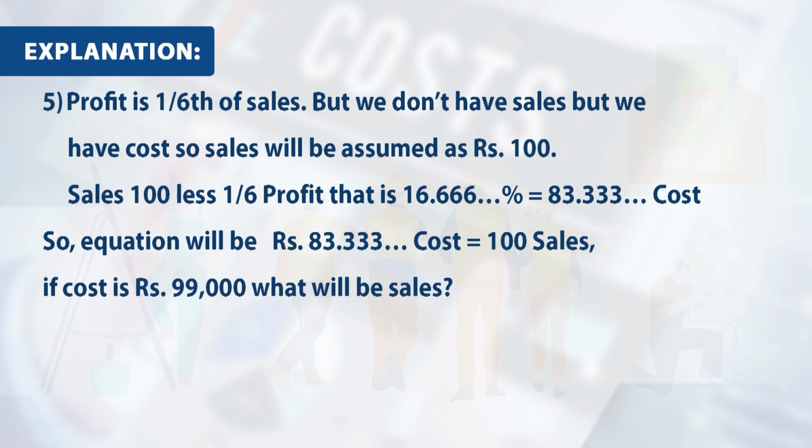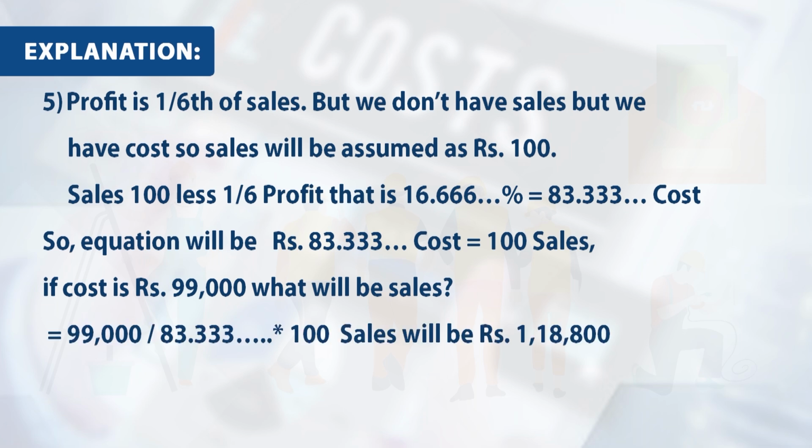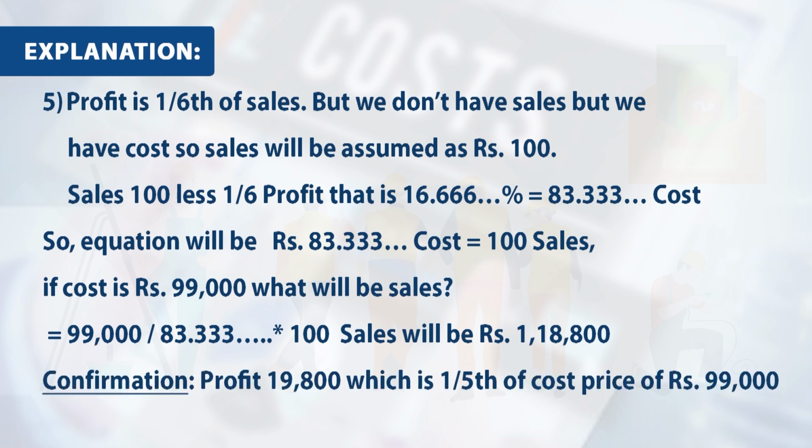If our cost is rupees 99,000, what will be the sales? Then the equation comes to 99,000 divided by 83.333 into 100, so sales will be rupees 1,18,800. Confirmation is that profit 19,800 is 1/5 of cost price of rupees 99,000.